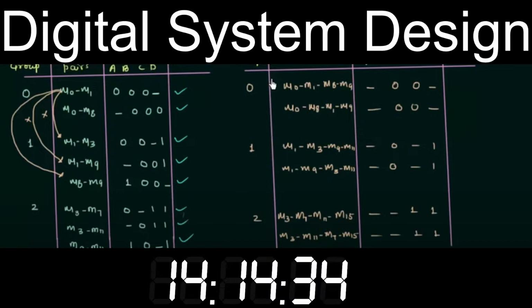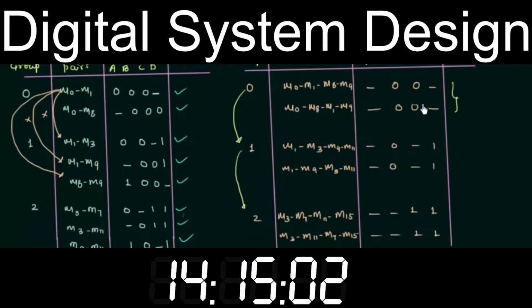In step number 4, we have to repeat the same procedure. We will compare group number 0 with group number 1 and group number 1 with group number 2, and we'll write down the matched pairs. But you will find that there is no matched pair after step number 3, and thus we don't need to put a tick mark in front of these matched pairs, and we will write the values for them. B complement, C complement, A is eliminated, D is eliminated, so B complement, C complement. In this we have B complement D, and for this we have C.